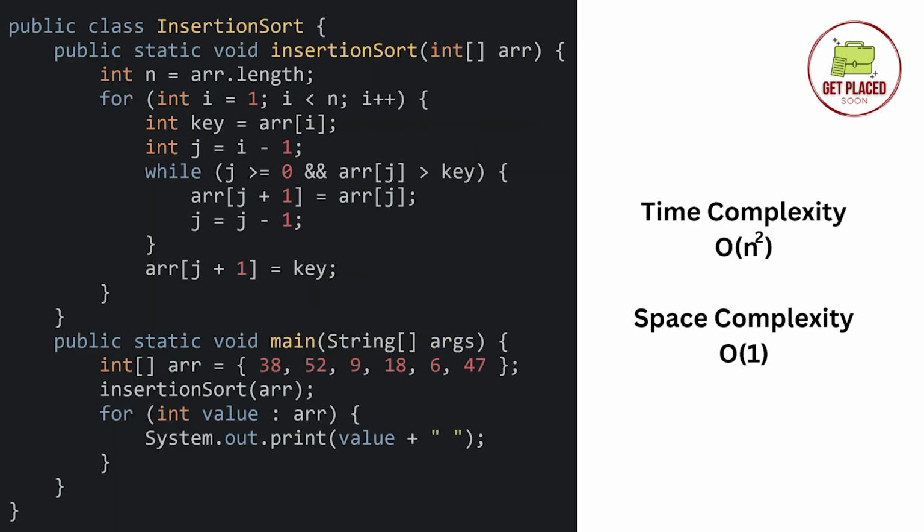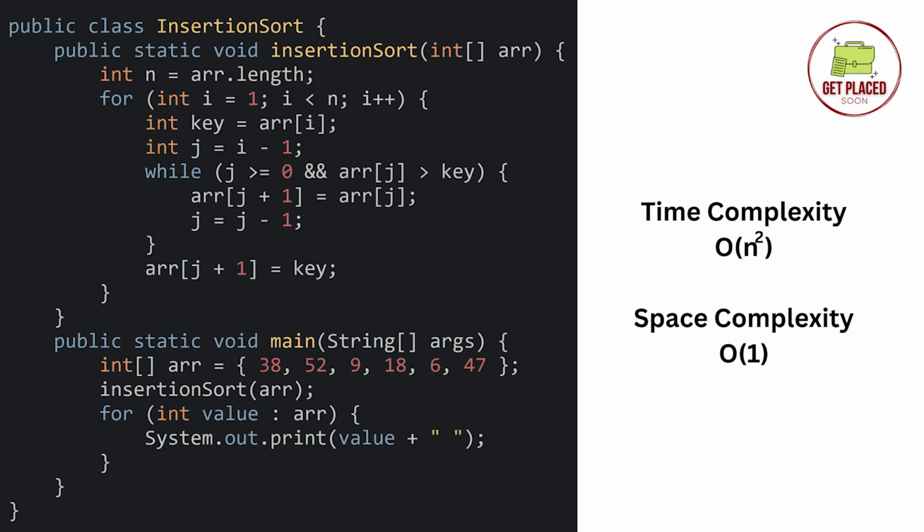Time complexity of insertion sort. The time complexity of insertion sort is O of n squared in the worst and average cases, where n is the number of elements in the array. This is because in the worst case, for each element in the unsorted part, the algorithm may need to compare and shift every element in the sorted part before finding its correct position.